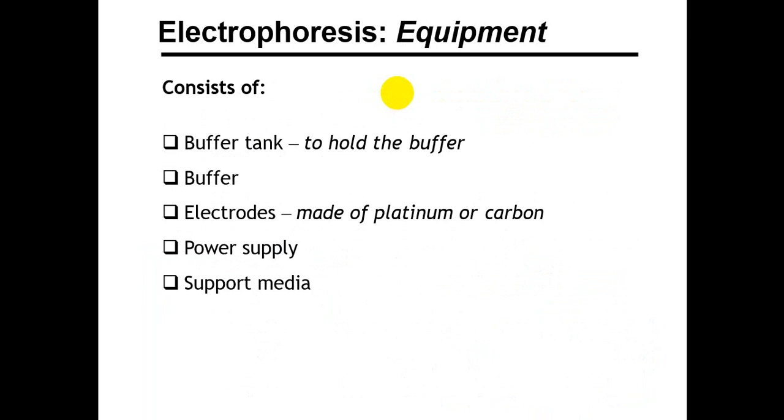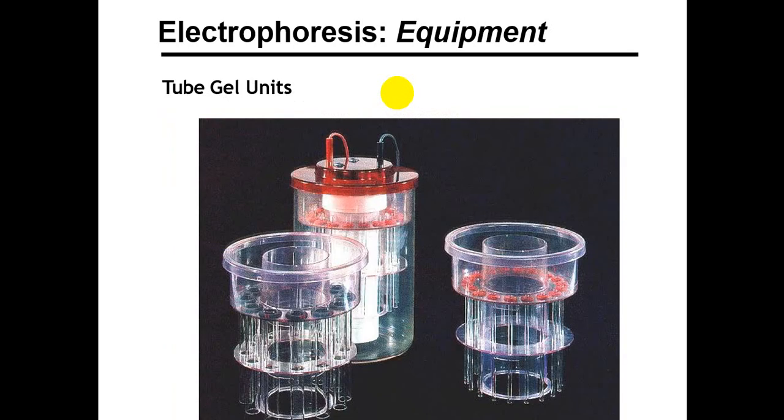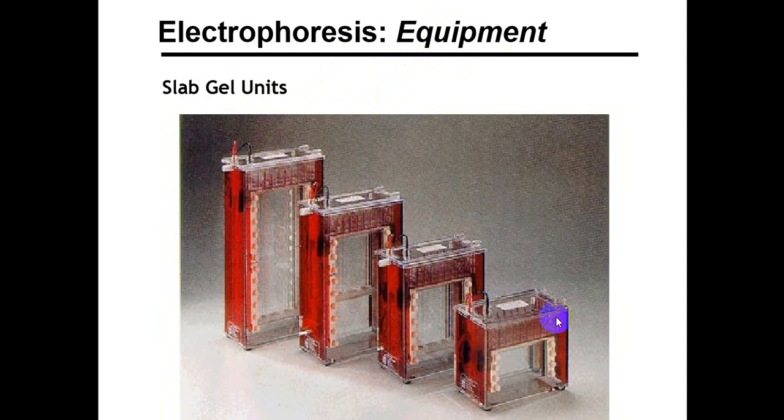Buffer tank to hold buffer. Okay, so this is a schematic diagram representing electrophoresis. These are different types of gel units. This is a gel tube. We put gel inside. This is a slab where you put the gel.